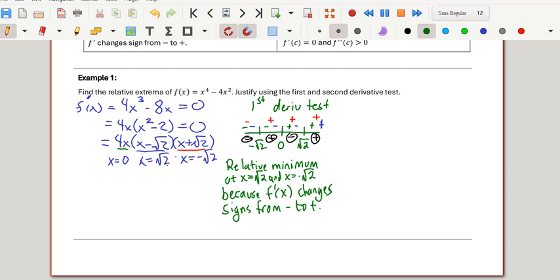Because of the sign change, we don't have to say that f prime of those values equals 0. But in the second derivative test, that actually is going to be mandatory. Take a look. For the second derivative test, I need f double prime of x. I'm going to go back to my unfactored form and use the power rule one more time. 12x squared minus 8.